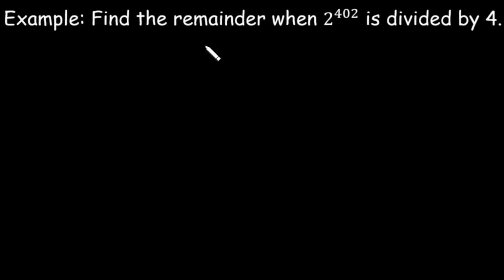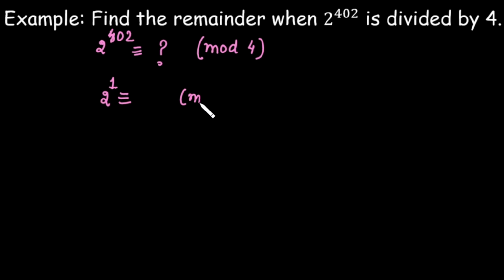Here we are dividing a number by 4. So we take mod 4, and we need 2 raised to power 402 is congruent to what? How to answer this problem? In this case, we can proceed with the manual powers of 2. It means 2 raised to power 1 when divided by 4, what is the remainder? Just write the remainder in this case, that is 2.